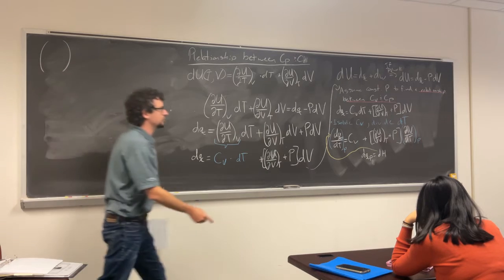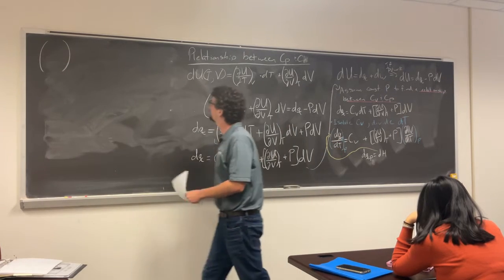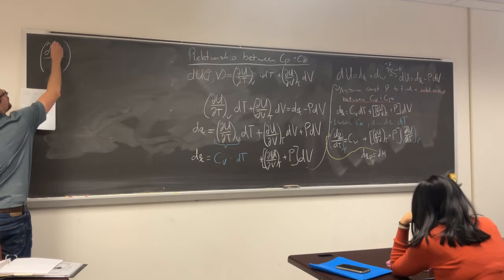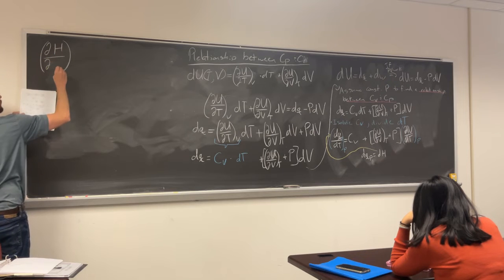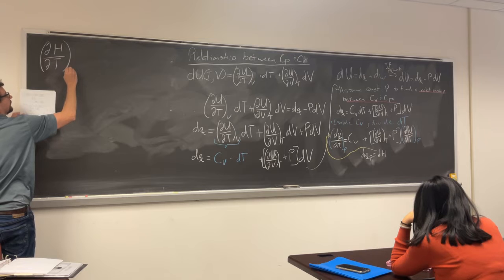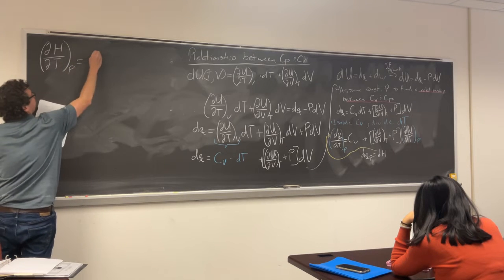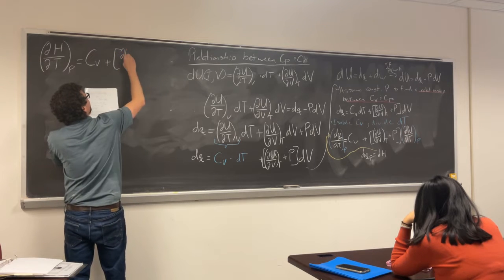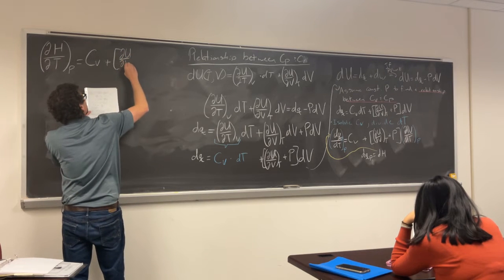So how does this change? It's not dq anymore. What is it? Partial of H over partial of what? P keeping what constant? Yep. And we got CV plus this ugly thing.